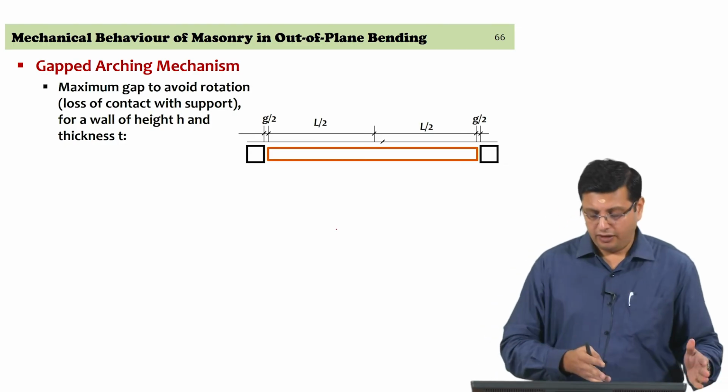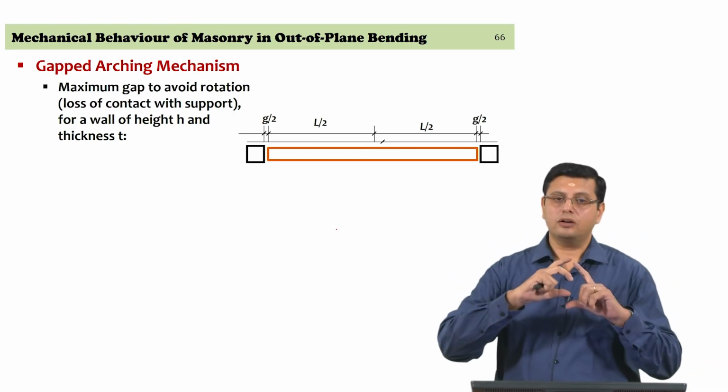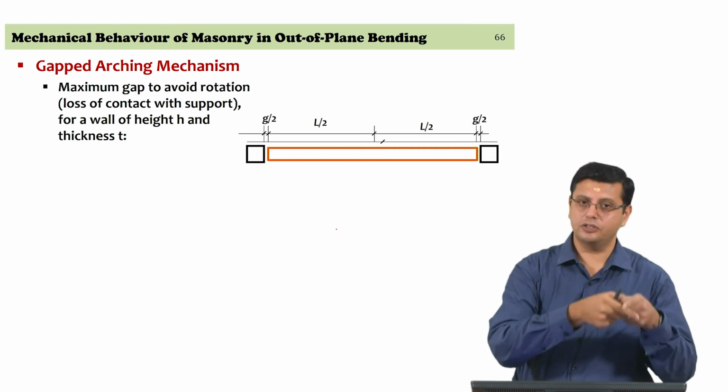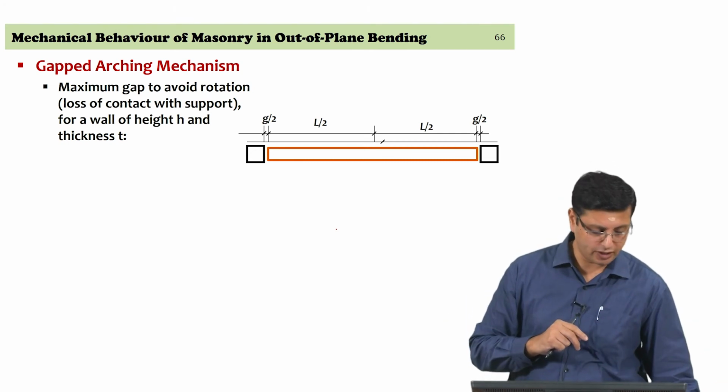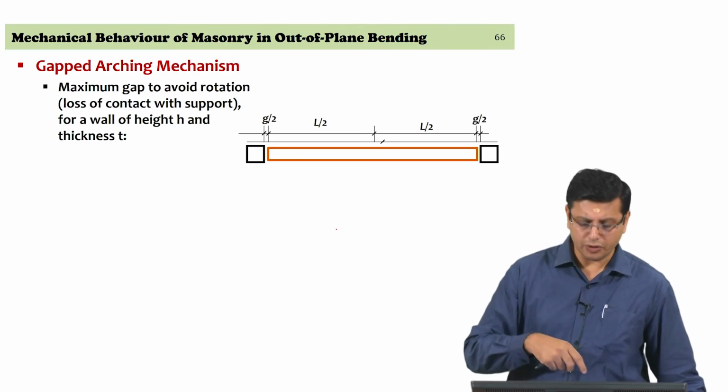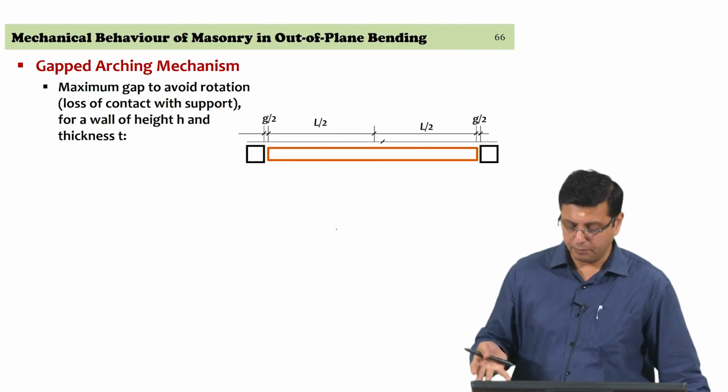So, you want the wall to be able to rotate and come into contact, but if the gap is too much, it is just going to rotate and you will lose contact. So, what is the maximum gap, so that you avoid rotation of the wall with a simple geometry?